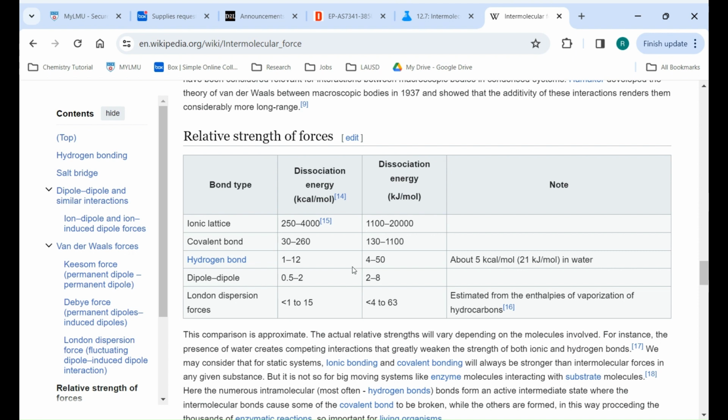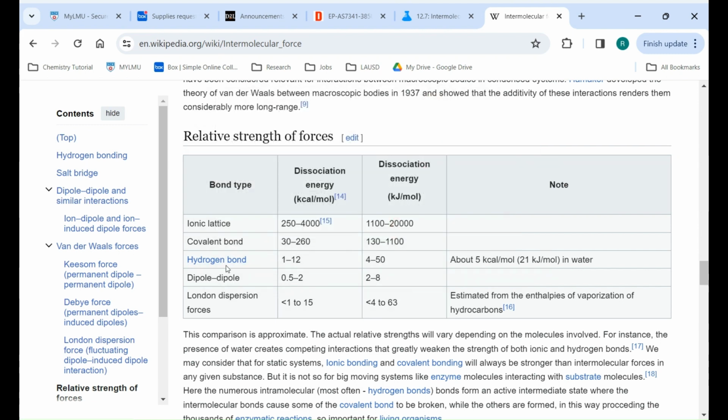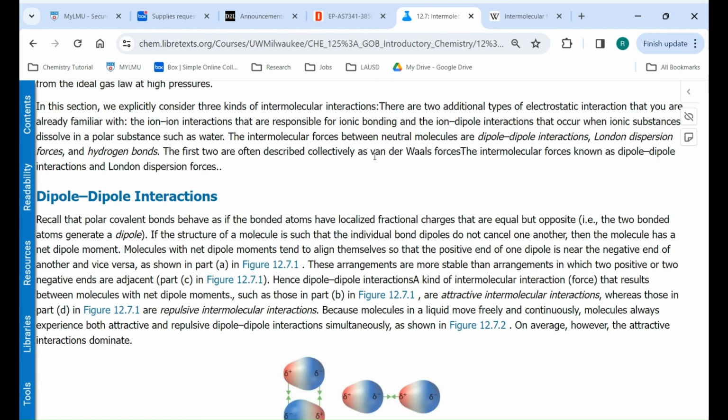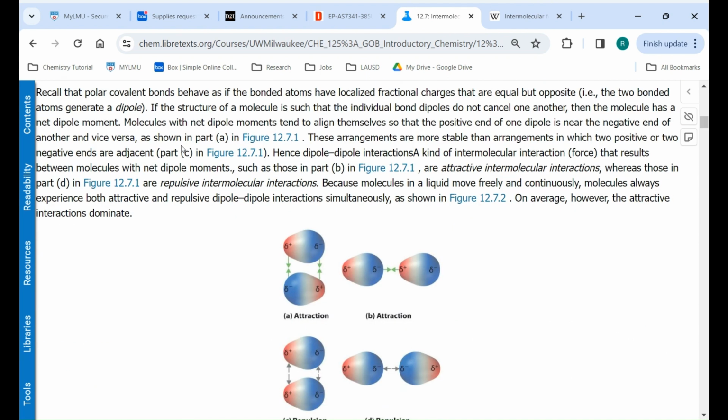Now, hydrogen bonding, dipole, and London forces are the key things that we want to recognize. Everything has London force, and then dipole, hydrogen bonding, and ion-dipole, which is not shown here, are what you want to be able to get. Now if we scroll back and go back to LibreTexts, we can see dipole.